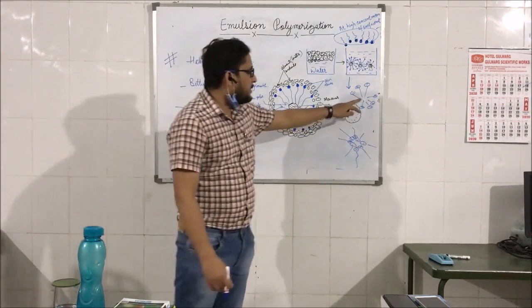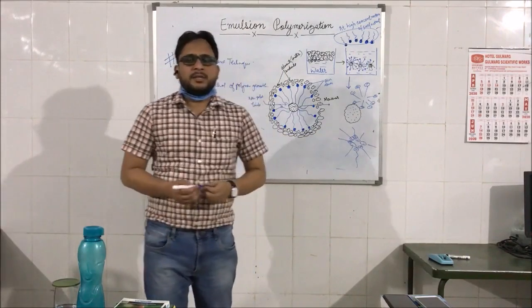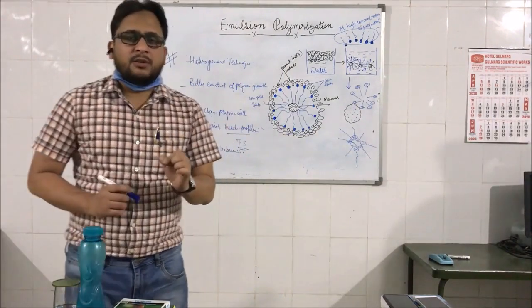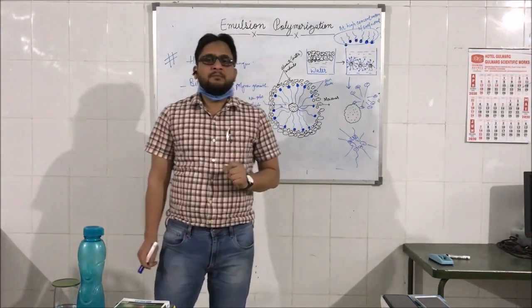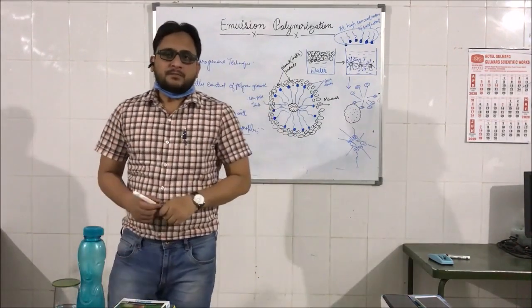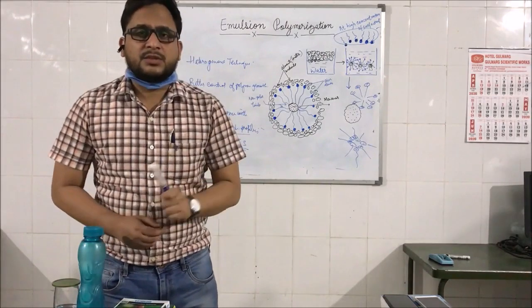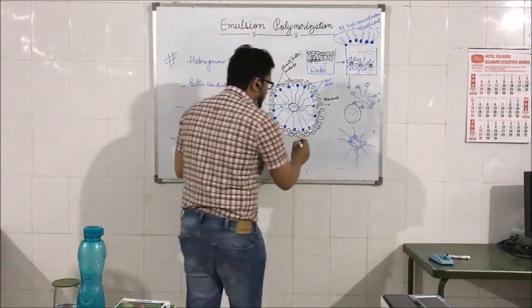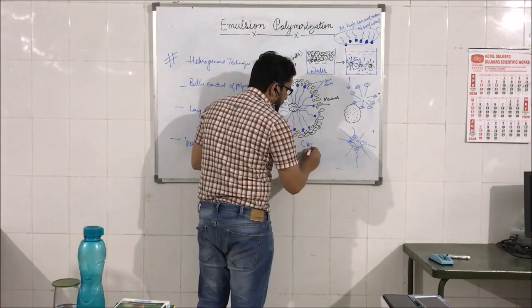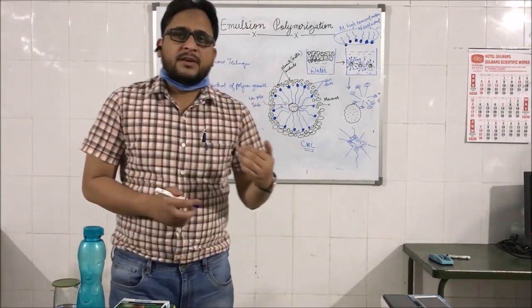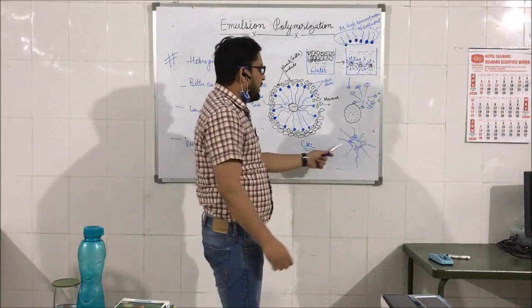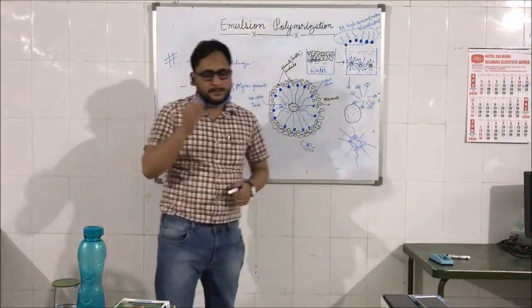So these are the two types of micelle formation, and the concentration of surfactant at which micelle formation occurs is known as critical micelle concentration, or CMC. So CMC is defined as the concentration at which the surfactant molecules start forming micelles like this.